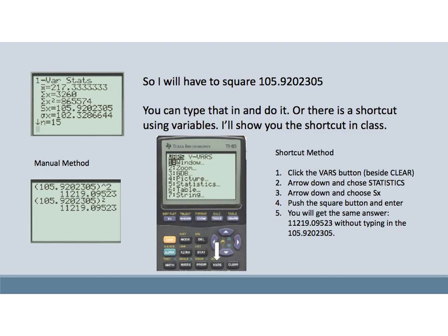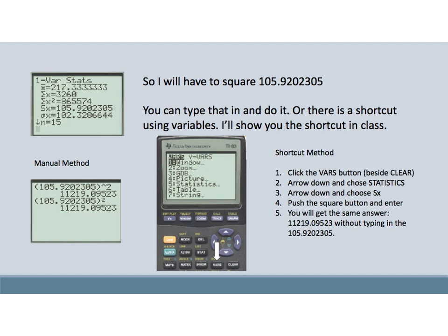There are 2 different ways of doing that. There's the manual method, which I've shown you down there on the left. You can do ^2, which will square it, or you can use the little shortcut squared button. Either way, you get 11219.1.